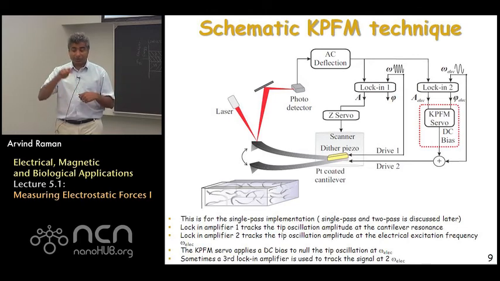The first lock-in amplifier is used to implement feedback to track the topography of the sample. The second lock-in amplifier measures the amplitude and phase of the cantilever response and implements a feedback loop to change the DC bias to actually null the signal, the vibration response at that frequency. And the value of the bias voltage required to null the vibration signal at omega elec is recorded as the contact potential difference at every point on the sample. One could use a third lock-in amplifier and track the 2 omega component as well, which would give us a measure of the gradient of capacitance.